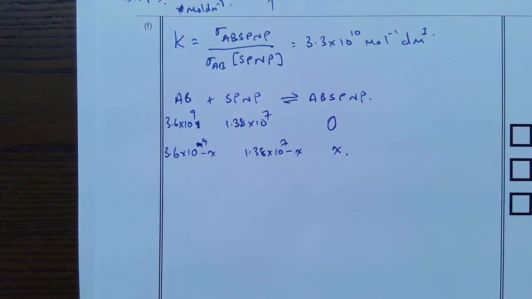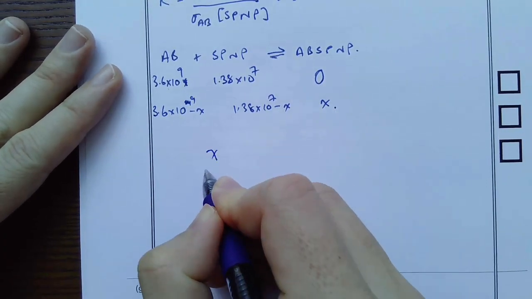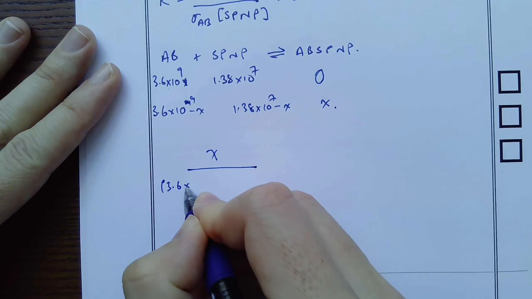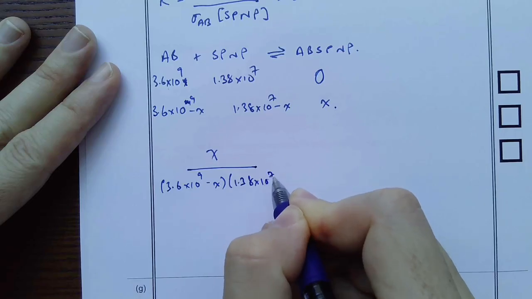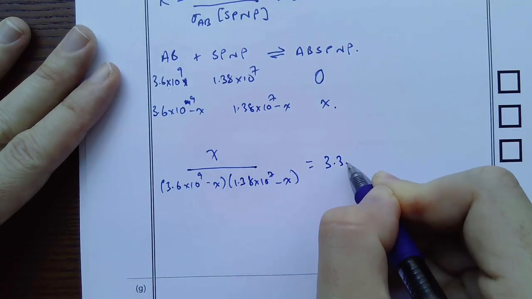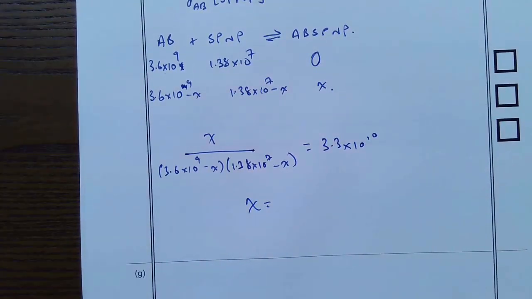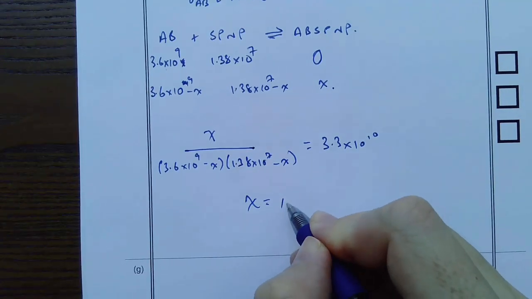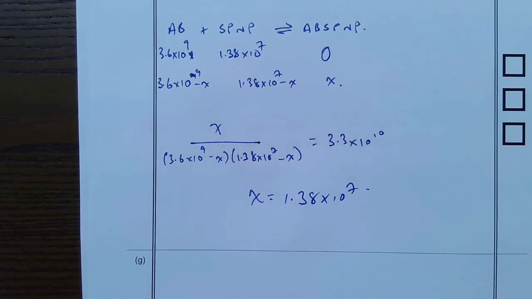Now, solving that should just give you the answer, right? So if I do x divided by 3.6 times 10 to the power of 9 minus x, 1.38 times 10 to the power of 7 minus x equals 3.3 times 10 to the power of 10. X equals, now you can do it by hand, or I put it into a thing on the internet to solve it for me, and it gave me 1.38 times 10 to the power of 7. Okay, which is the correct answer.